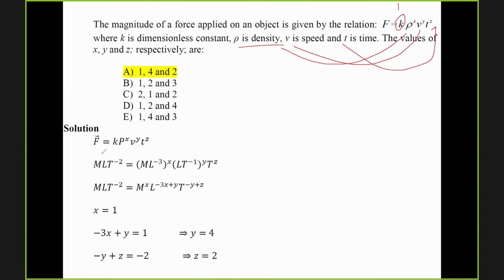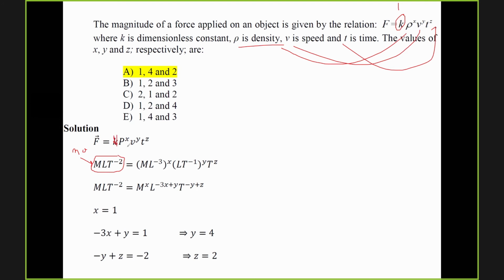So, what's the dimension of the force? I know that the force is MA. So it should be big M, and A is L over T squared. So this is the left side dimension. Why? Because F equals MA by default, Newton's second law. What's the dimension of the mass? Big M. And what's the dimension of the acceleration? L over T squared, or LT minus 2. It's the same thing. Now this K is dimensionless, so ignore it.